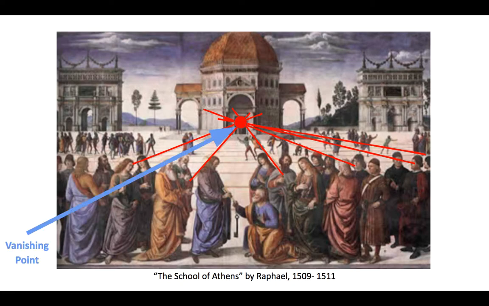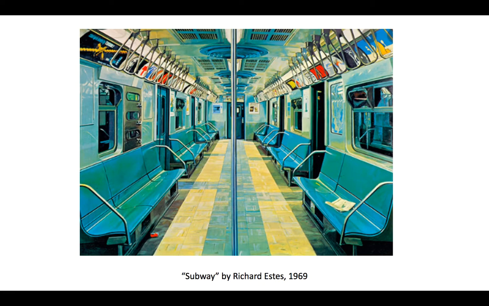The vanishing point is where lines that should be parallel, if you were looking at them from above in a bird's eye view, come together and converge into one point from the viewer's perspective. To illustrate this point further, we're going to look at another work of art. This painting is by Richard Estes from 1969 called Subway. Some of you might even think it's so realistic that it looks like a photograph, but it's actually a painting.